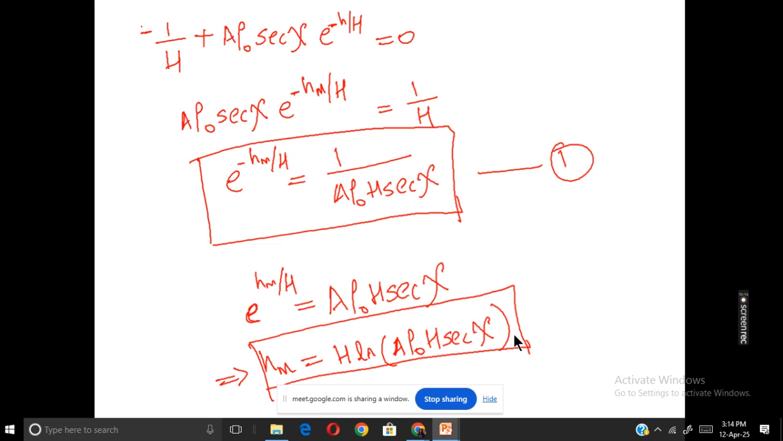So here there is no term with I infinity, so we can say the peak production height is independent of the solar radiation at the top of the atmosphere. It is only dependent on χ. It is basically a function of the solar zenith angle.